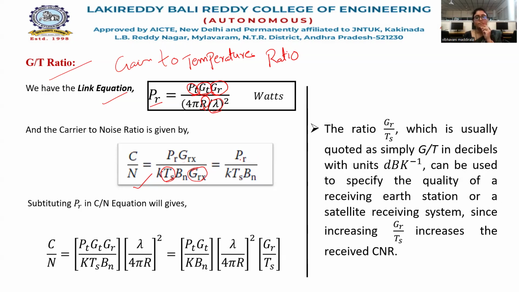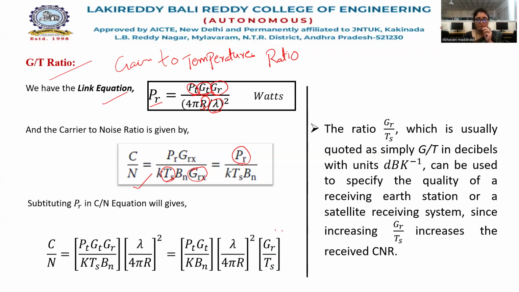Here GR will get cancelled, so the carrier to noise ratio we finally obtain is PR by K into TS into BN. In this C by N we are substituting the received power equation, and finally rearranging this equation, we get C by N, the carrier to noise ratio, is equal to PT GT by K BN into lambda by 4 pi R whole square into GR by TS.